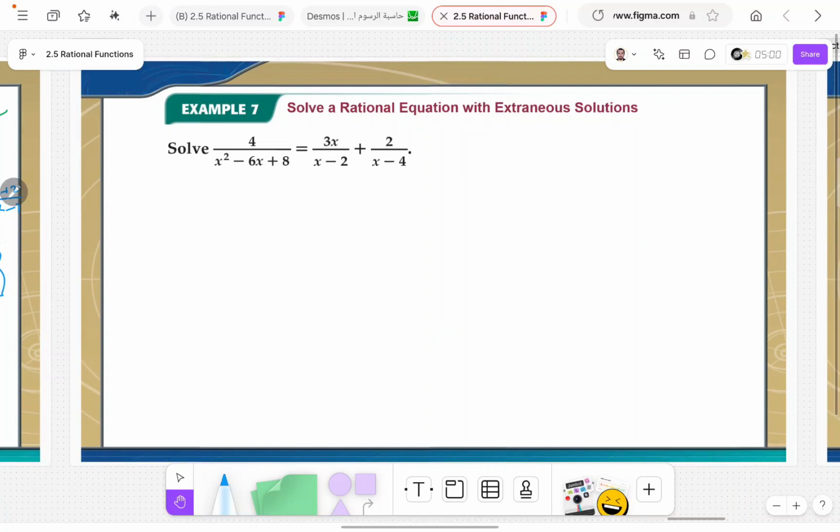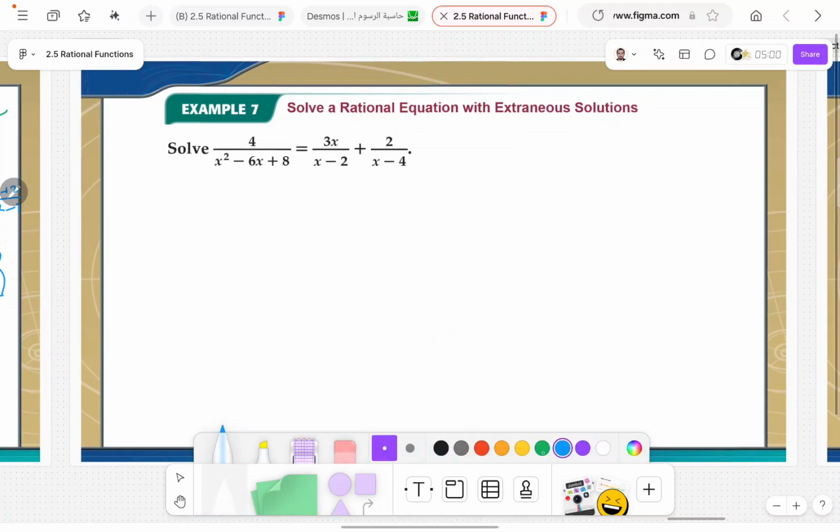Now the second example. Look to this one. As I told you, we need to look to every denominator for all terms. What's the denominator here? What's the denominator here? What's the denominator here?